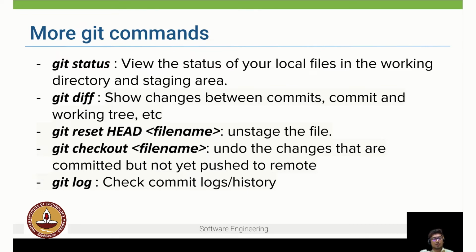Once you have committed a file but not yet pushed it to the remote repository, and you want that file to be removed from the commit, the command to do that is git checkout file name. There is another use of this command that we'll see later, but instead of the file name, the argument will change. The next command is git log. This could be very useful. This is used to check the commit history.